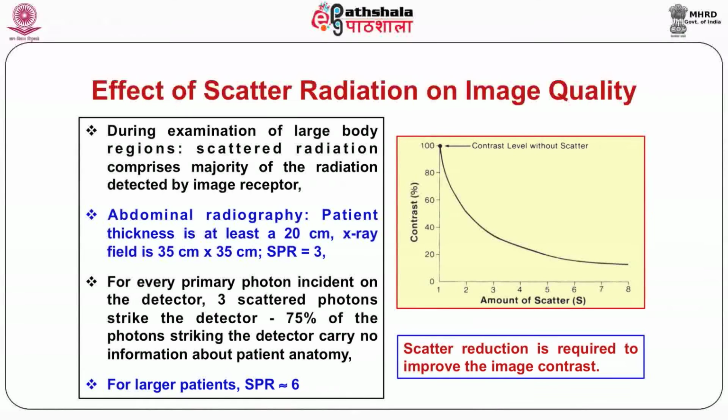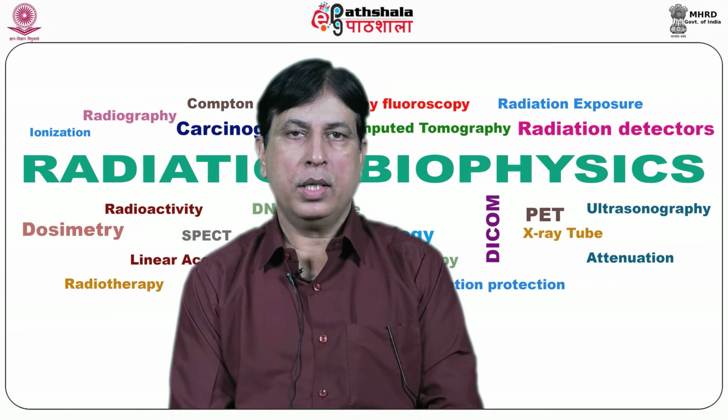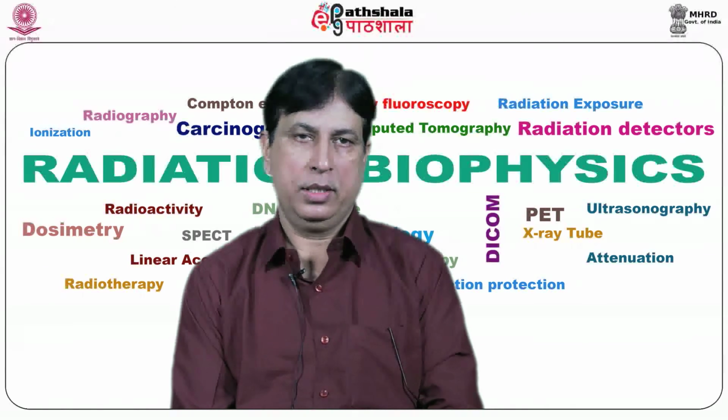For larger patients, the SPR in the abdomen can be up to 6. Thus, it is required to minimize the magnitude of scattered radiation reaching the image receptor. The variation of image contrast with the amount of scattered radiation, expressed in terms of the contrast reduction factor, that is CRF, is shown in the figure. Now we will see what the methods of reducing scattered radiation are.